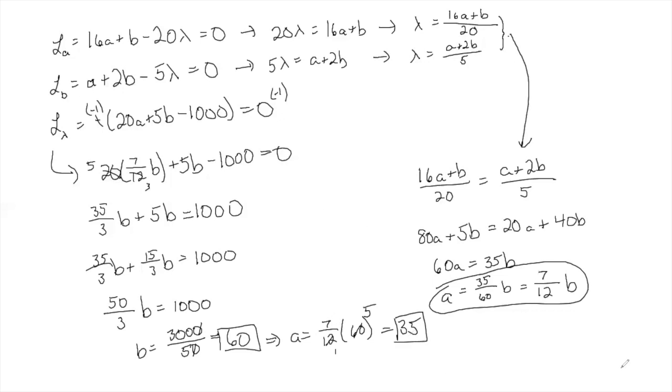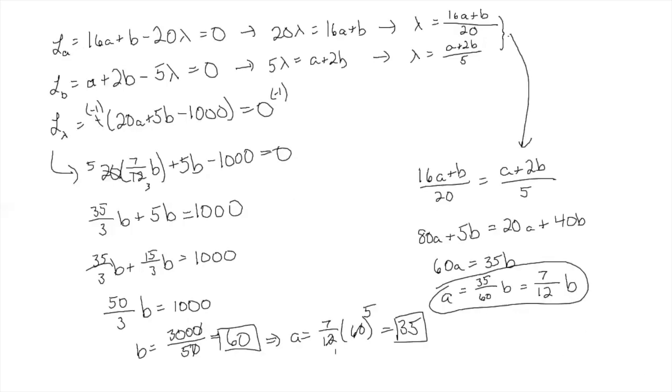Okay, so I have one critical point, and I'll label that here. Critical point is in the form A, B. I have 35, 60. And then it looks like that's the only critical point I get, right? Doesn't look like we've missed anything. We only get one solution.